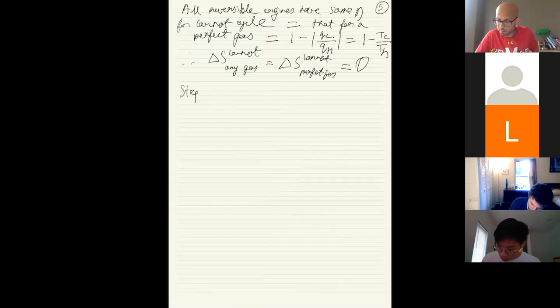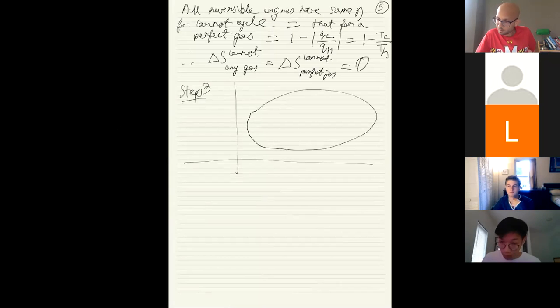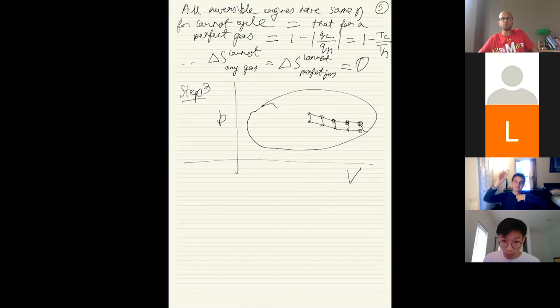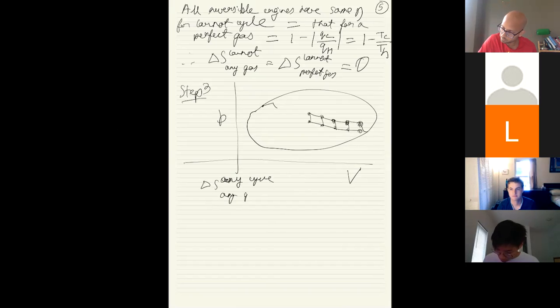Now next time we will get to our third step, where we will show that any cycle for any gas can be decomposed into a sum of tiny little Carnot cycles. You can think of it as a mesh made up of lots of tiny little Carnot cycles. And then we will finally prove our final statement that delta S for any cycle for any gas is equal to 0. And that will prove our claim that entropy is a state function for any gas. So this is something we are going to do next class if you want to read about it.